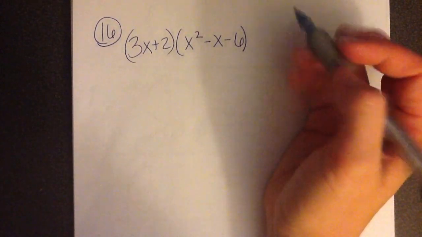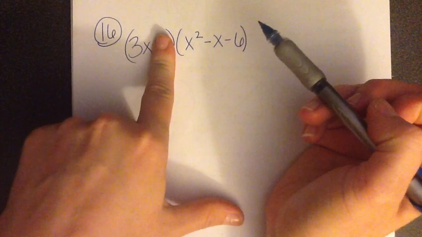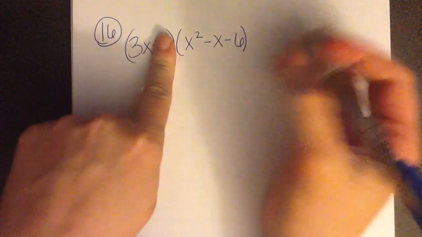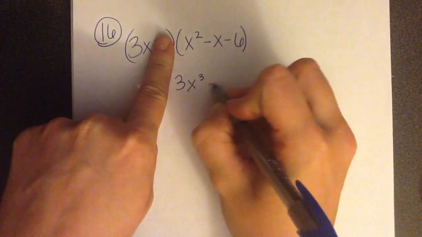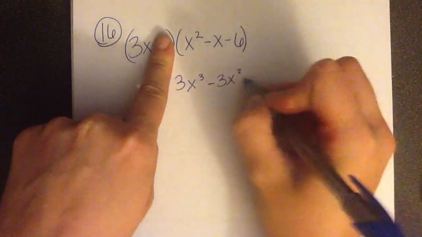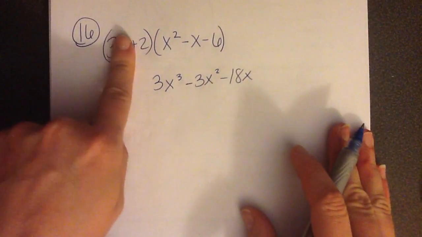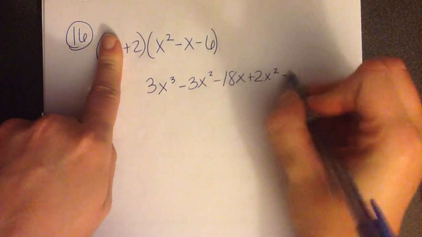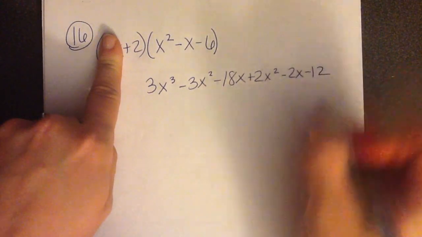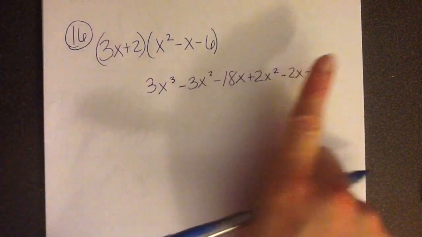Number 16. Binomial times a trinomial. Be careful. I suggest just kind of covering this up. That gives you 3x to the third minus 3x squared minus 18x. Now distribute it to positive 2x squared minus 2x minus 12. We should have 6 terms. 1, 2, 3, 4, 5, 6.